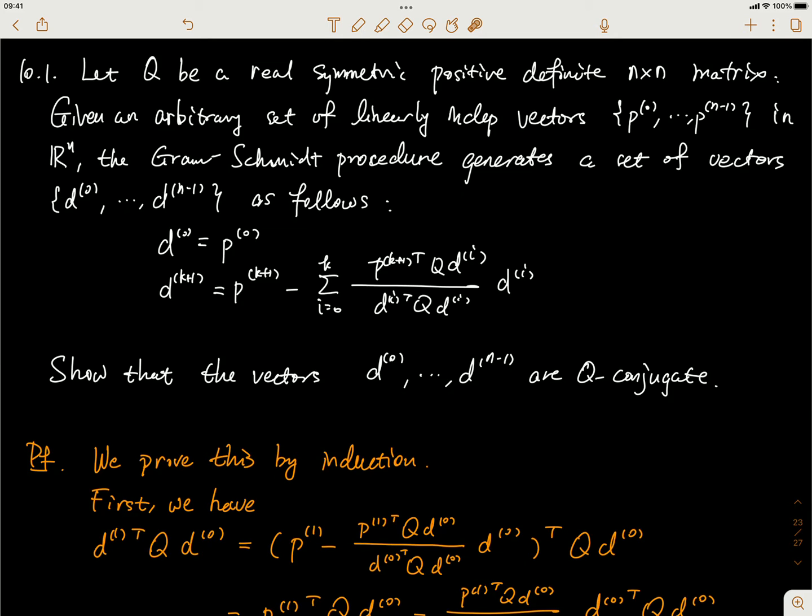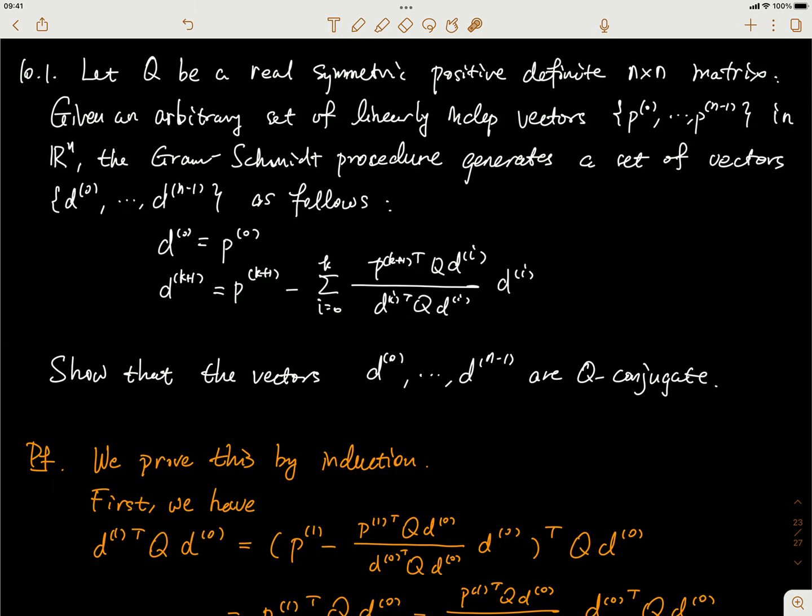Okay, now suppose Q is a real symmetric positive definite matrix, an n by n matrix. Given an arbitrary set of linearly independent vectors, p0 through p(n-1), so there are n of them in R^n, then use the Gram-Schmidt procedure to generate a set of vectors, d0 to d(n-1), using these steps. So d0 is just p0, and d(k+1) is modified from p(k+1) by subtracting this term. Okay, so this is the Gram-Schmidt procedure.